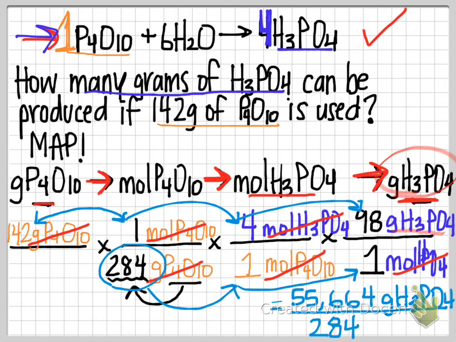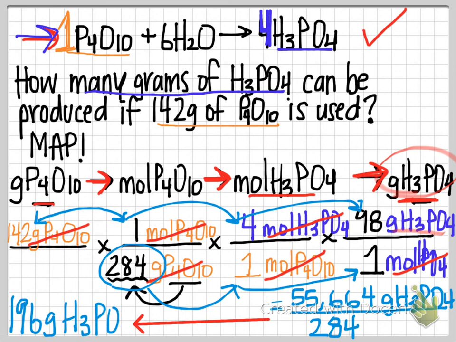When you divide, your answer is going to be 196 grams H3PO4. Box your answer and you're done.